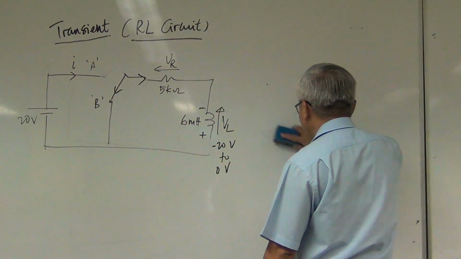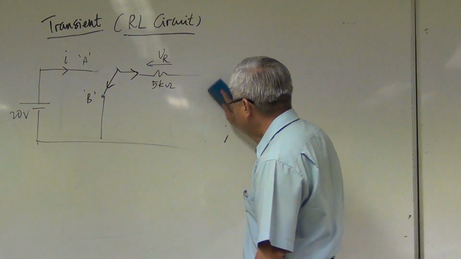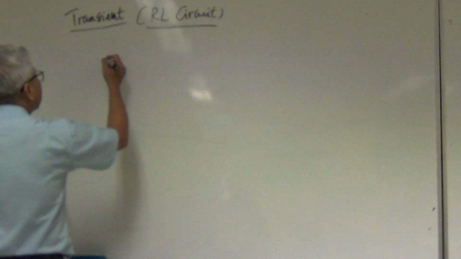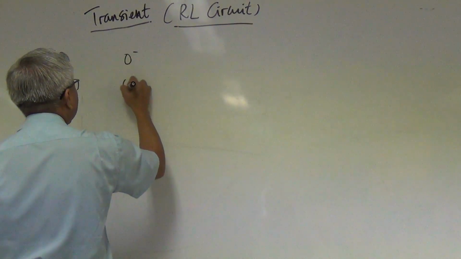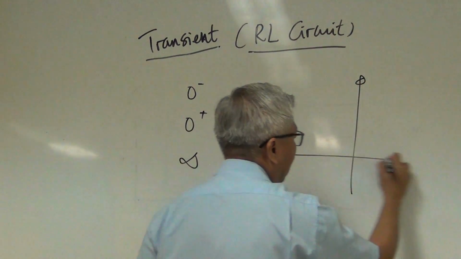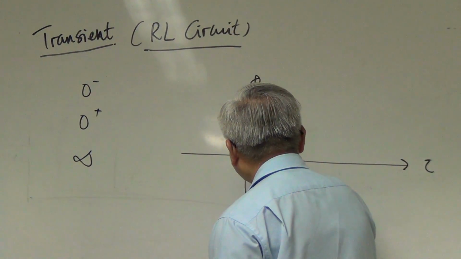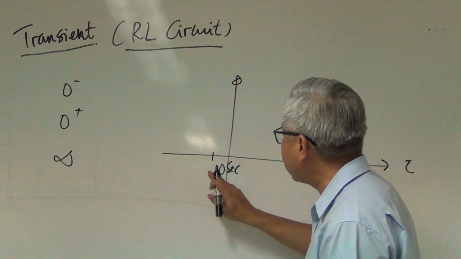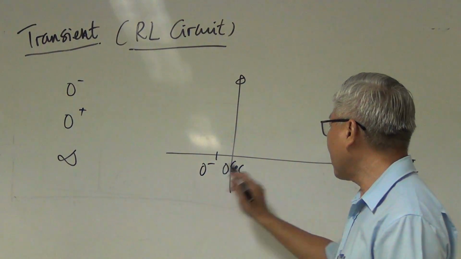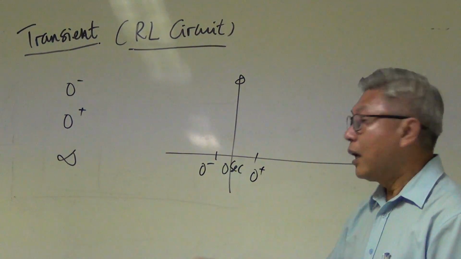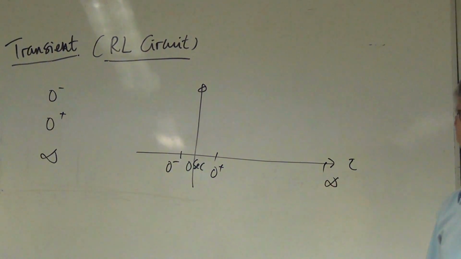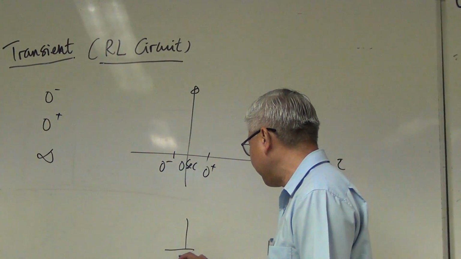Now again, many students are asking what this 0 minus, 0 plus and infinity mean. What it means is actually about a time axis. This is my time axis, and here is 0 second. 0 minus means a very short duration before it, so that is called 0 minus. A short duration after it is called 0 plus. After a long time, that is called infinity. Okay, so let's revise our capacitor.